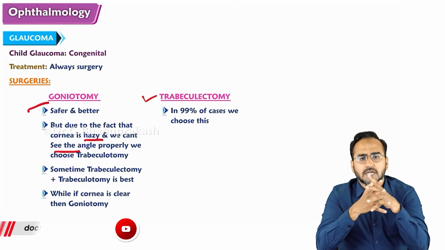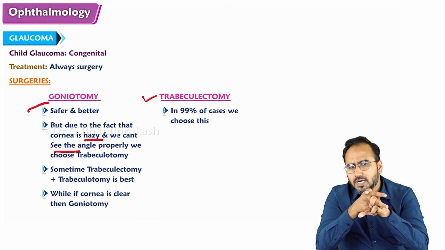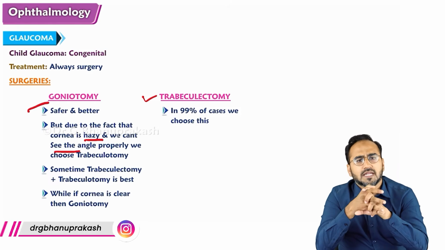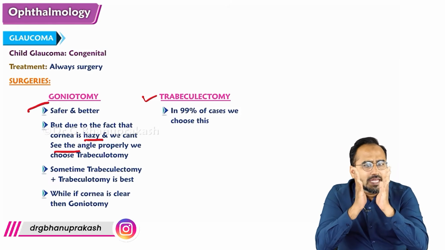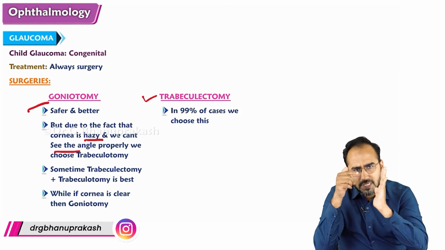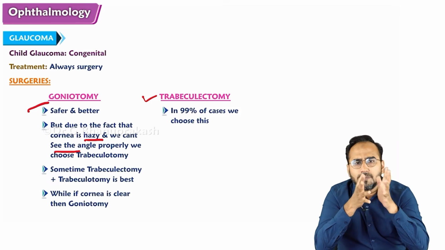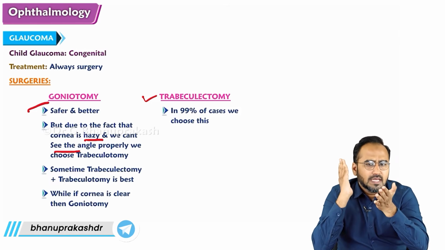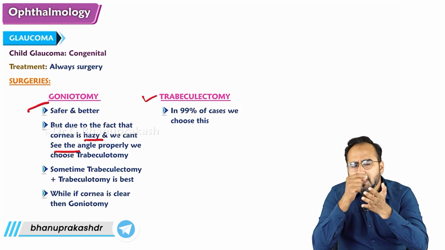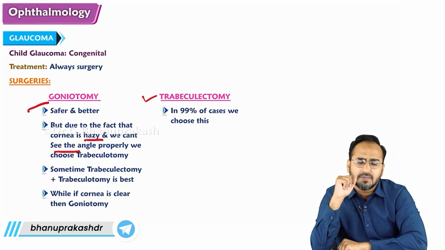So, we'll repeat from here. The surgery that could be done over here is either goniotomy or trabeculotomy. Now, goniotomy is done when the cornea is clear. When you are able to see the angle, then you go for goniotomy. You take an incision in the angle and you repair the trabecular meshwork. You open the meshwork. But if the cornea is not clear, directly you go for trabeculotomy. You give an incision in the trabecular meshwork, or you can go for trabeculectomy, removal of the trabecular meshwork.